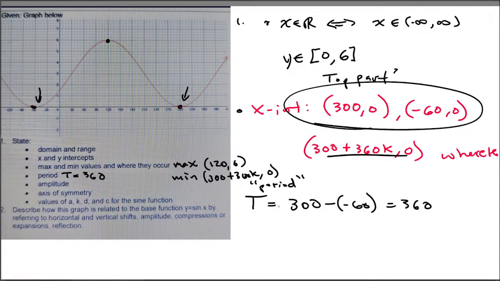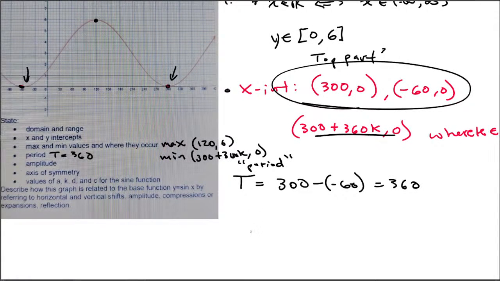Then amplitude. Okay, so the amplitude you figure out by the max minus the min. So we'll do 6 minus 0, which is 6. And this should be like an absolute value. Usually this should be positive. So this is the amplitude, 6.